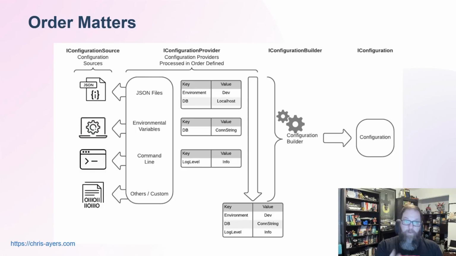So, for example, if I defined my environment as dev and my DB as localhost in my JSON file, but I had an environment variable that overrode DB, and then I had some command line argument I passed to change my log level, the configuration builder flattens everything down in the order we defined it, and then it's going to give us that bottom little box that gives us our full rendered configuration: dev, connection string, and info.